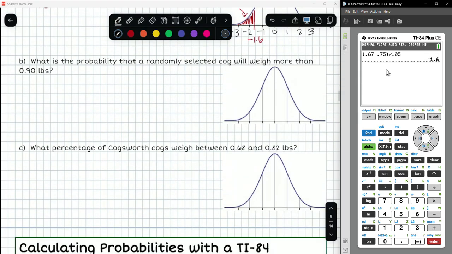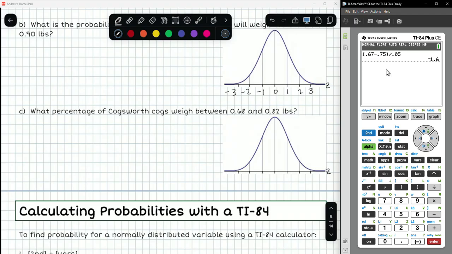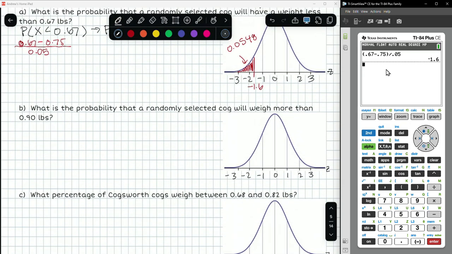We already know they're both standard normal, so I'm going to go through and label them as standard normal. I don't know about you, but if I know I'm going to be doing things on repeat, I like to do the rote labeling first. And same setup. So this one says, what is the probability a randomly selected cog will weigh more than 0.9 pounds? So probability X is greater than 0.90.